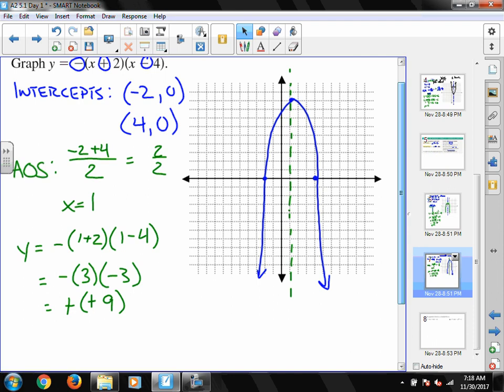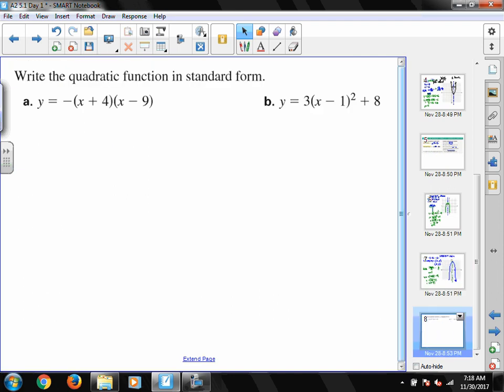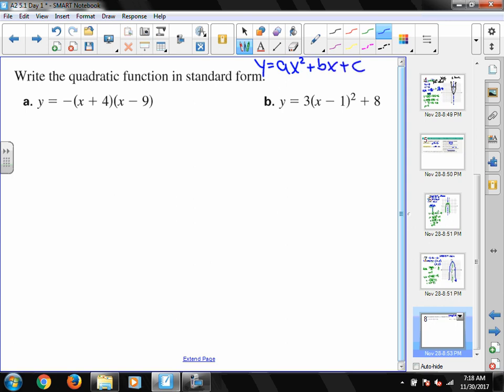The last thing we want to talk about, writing the function in standard form. That is what I told you earlier was y equals ax squared plus bx plus c. Okay? We're going to use a method called FOIL. So FOIL stands for first, outside, or outer, inner, or inside, whatever. L stands for last. Hopefully you guys have done this from Algebra 1.